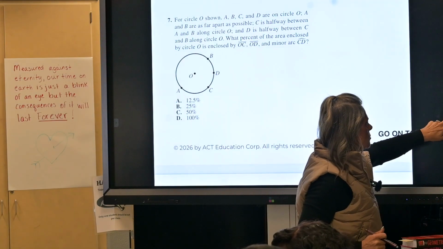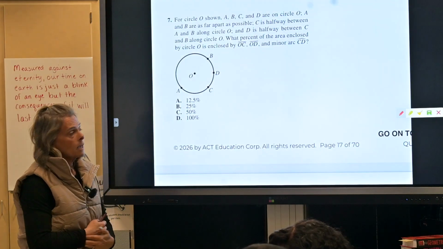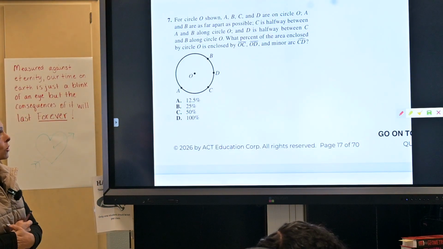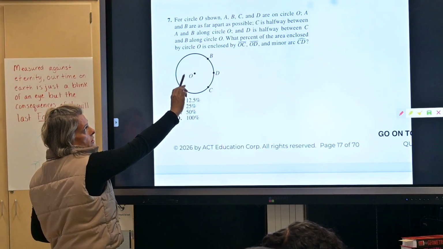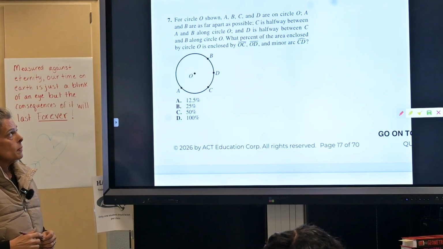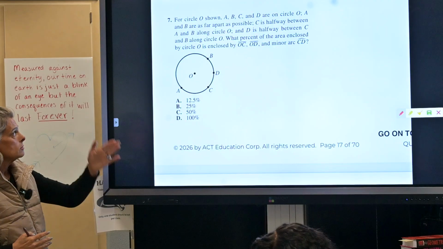I'm going to go over 7 one more time. I did this one with y'all last week, but I want to do it again, okay? Because there was several people that did not do very well on this one. So it says for circle O, okay? And that's just what you call it because that's the center, circle O. Shown A, B, C, and D are on circle O. And what that means is they lay on the outside of the circle.